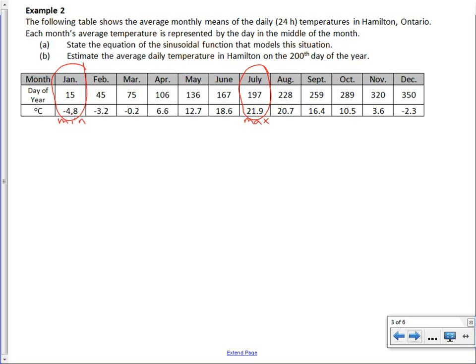Okay. And I guess you might be saying, I think February being colder is not very accurate. Well, it's Hamilton, so we're just going to go with it. Okay.